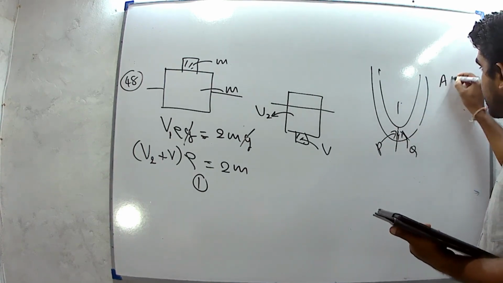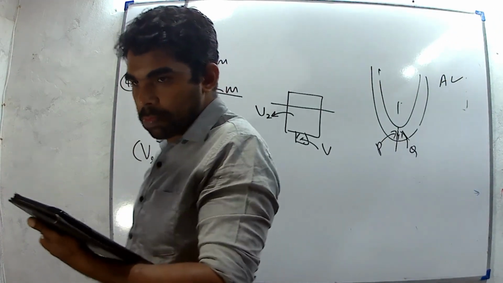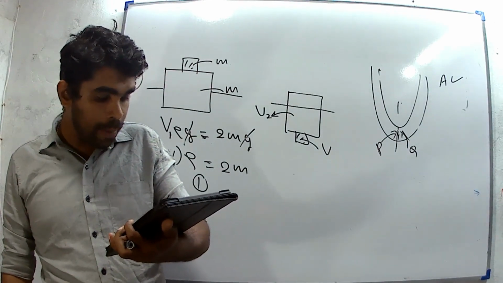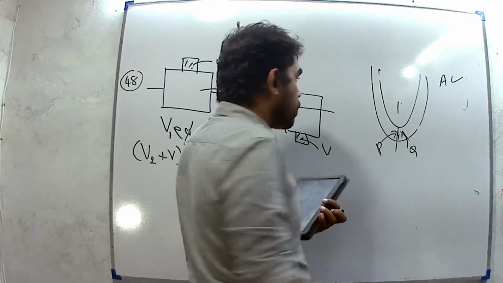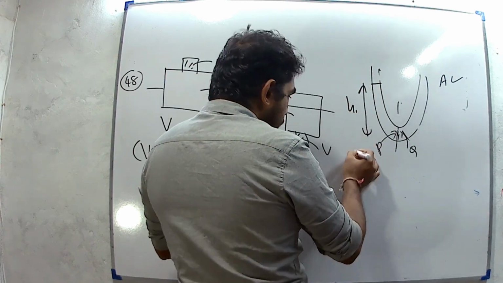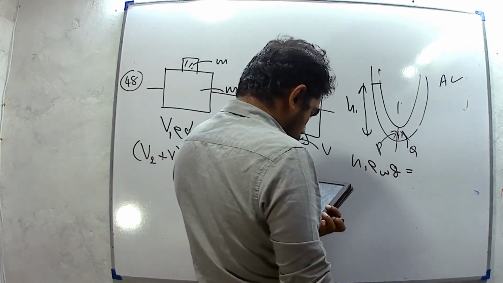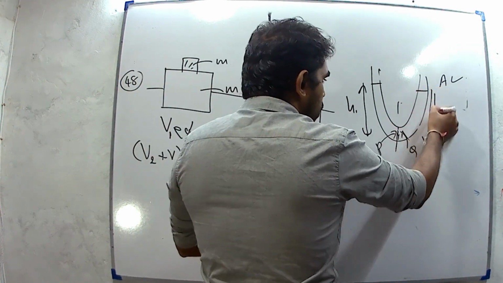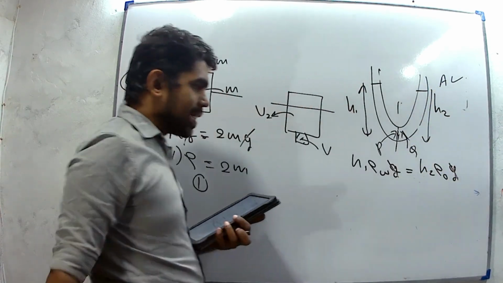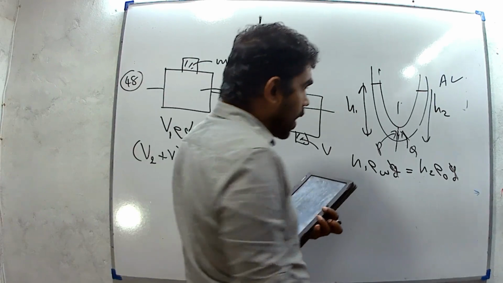A is correct. B: H1 is this height. We can write H1 rho W g should be equal to the coconut oil height H2 times rho oil g. We can cancel out the g term, then statement B is also correct.